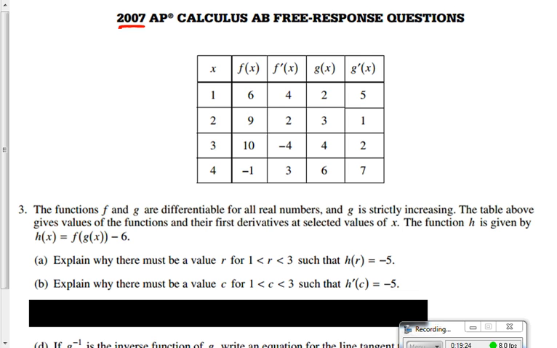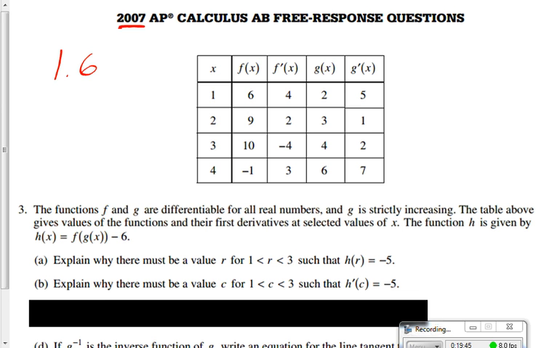But here's something that's interesting. It's going to be a little bit easier in the context of this classroom today, but I want you to know the average score on this problem on the 2007 exam. Out of 9, any guesses? 1.6.